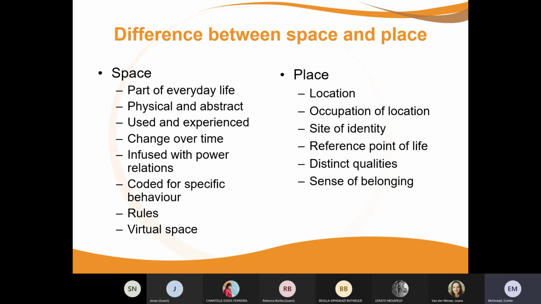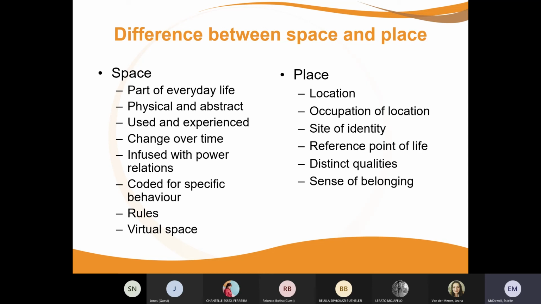It also changes over time. So for instance, when you grew up in a house and you move away and you grow up and you go back, then everything looks different. It looks smaller, it doesn't smell the same, it doesn't look the same. So that's what I mean with it changes over time.